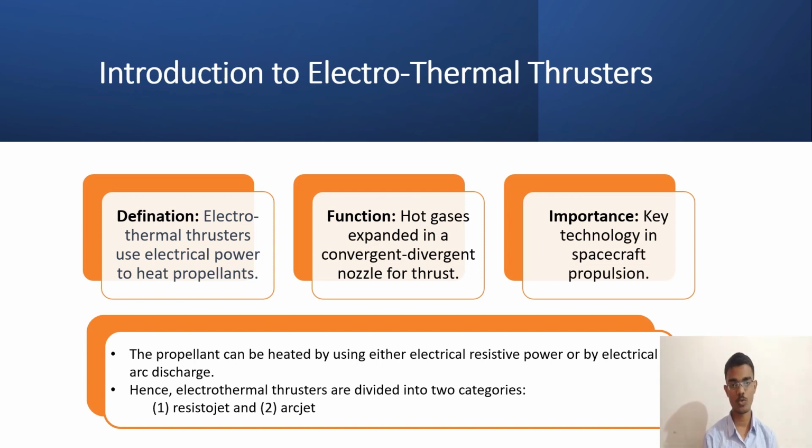Next, note that the propellant can be heated by using either electrical resistive power or electrical arc discharge. Based upon this, there are two types of electrothermal thrusters. They are the resistor jet and the arc jet. In this part, I am going to explain the resistor jet. The next part, the arc jet, will be covered by my fellow mate, Viresh.